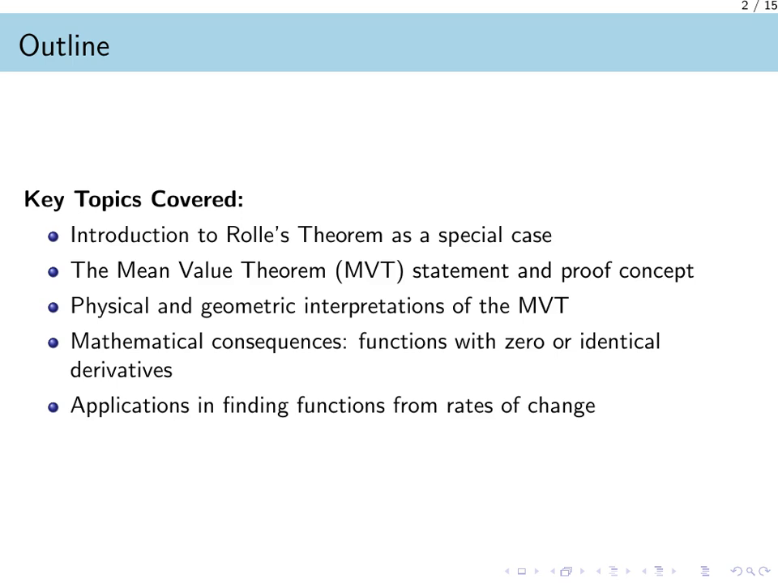From there, we will generalize this idea to state the mean value theorem, a more powerful principle, and I will walk through the core concept of its proof. To make the theorem concrete, we will then explore its physical and geometric interpretations, connecting it to real-world ideas like average velocity and the slopes of tangent lines. We will conclude by examining a key application: how the mean value theorem allows us to find a function if we only know its rate of change, which is a foundational concept in calculus.